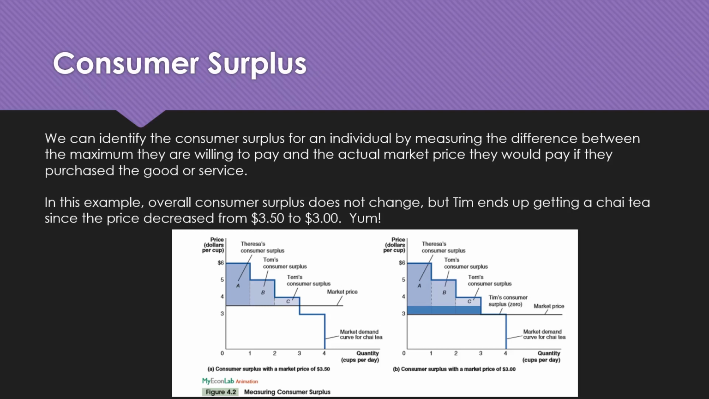And because she's only paying $3.50, she now has $2.50 she was willing to part with to get the same chai tea that she can now allocate to something else. In fact, she could buy a second one if they lowered the price to $3, which they'll do in B, but we'll talk about that in a second. Tom is willing and able to pay $5 for that chai tea. He's still only going to have to pay $3.50, so he's going to get the chai tea, and he's going to have an additional $1.50 to spend on other goods and services.